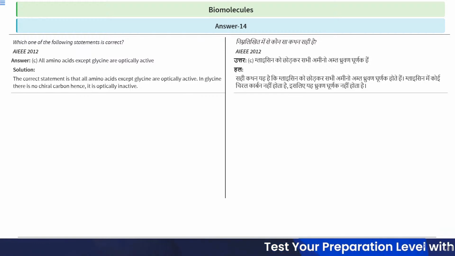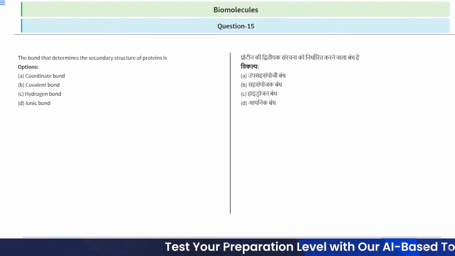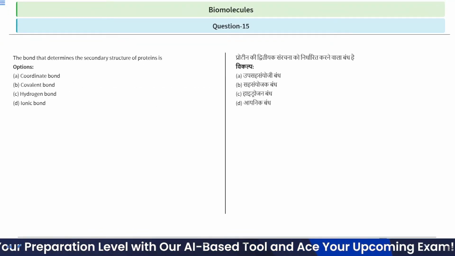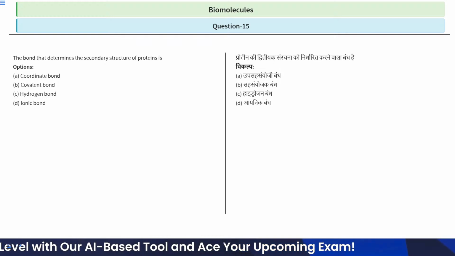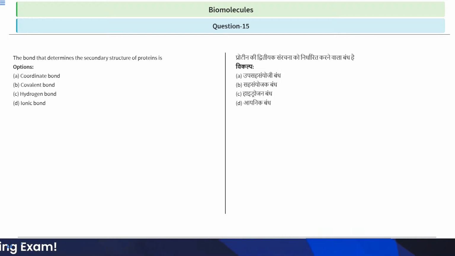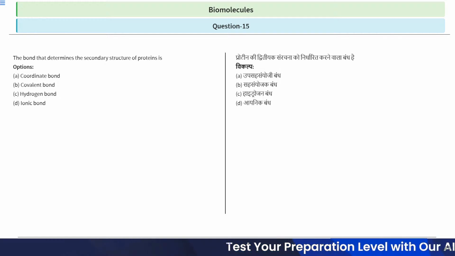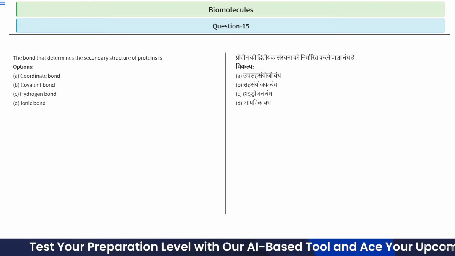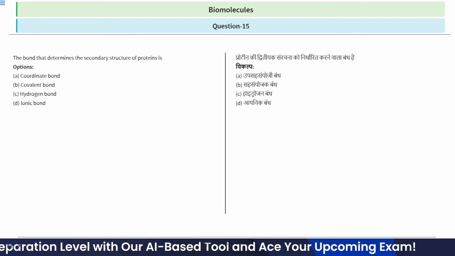Okay, now let's move on to our next question. The bond that determines the secondary structure of protein is. Which bond determines the secondary structure of protein? Options are coordinate bond, covalent bond, hydrogen bond, or ionic bond. You have 10 seconds to think about this question. After that, we will see the answer.